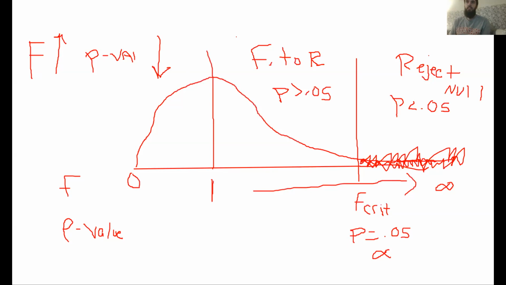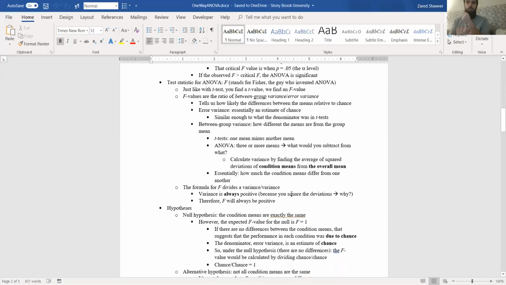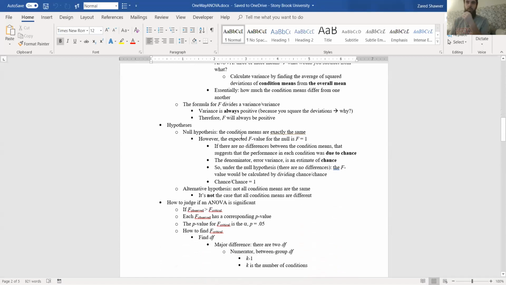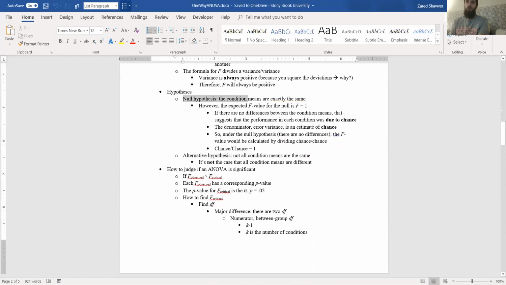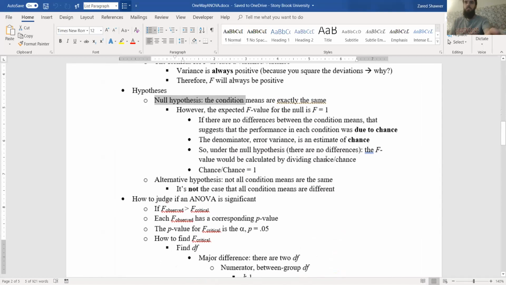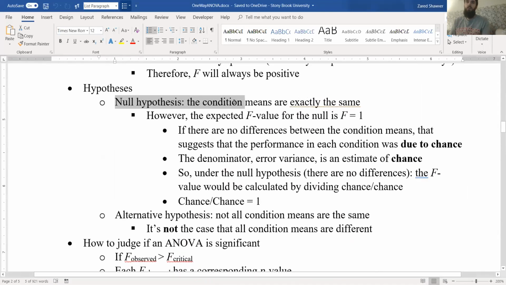And I guess that is a nice enough segue to talk just briefly about the hypotheses. So the null hypothesis for ANOVA is that the condition means are exactly the same.